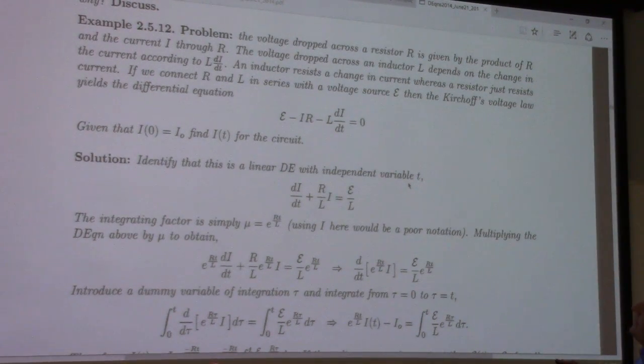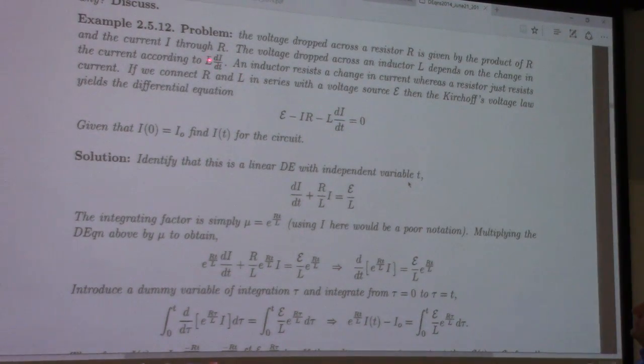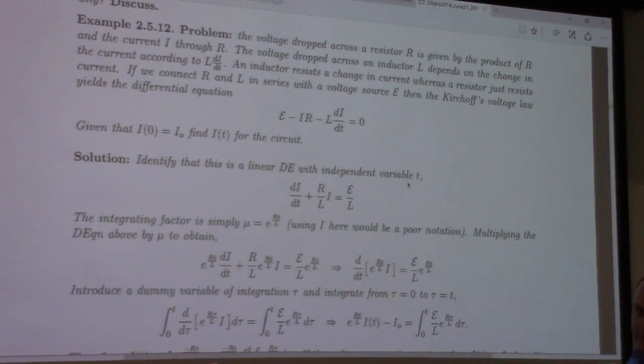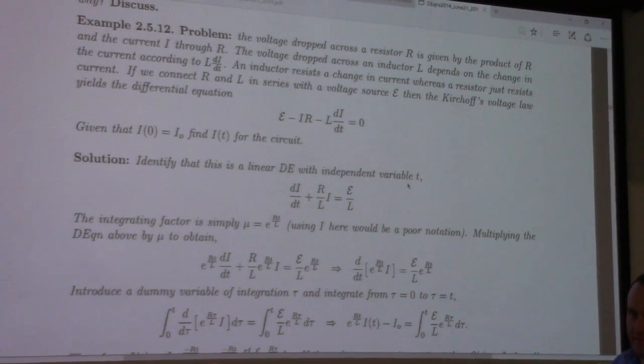All right, anyway, so here's another problem. Voltage dropped across a resistor, and you also have an inductor. The voltage on the inductor is given by L di/dt, right? Inductors oppose the change in current. The voltage on an inductor is proportional to the change in current. That proportionality is the inductance.